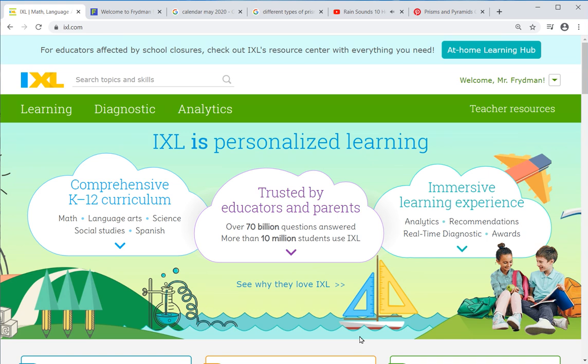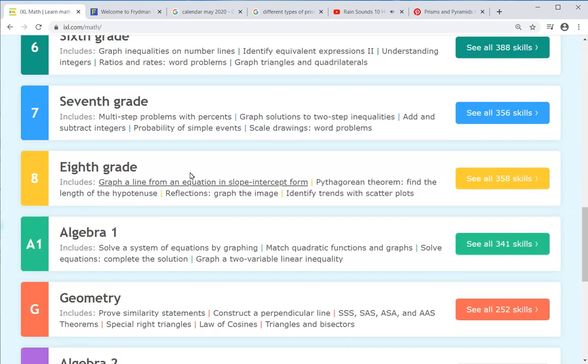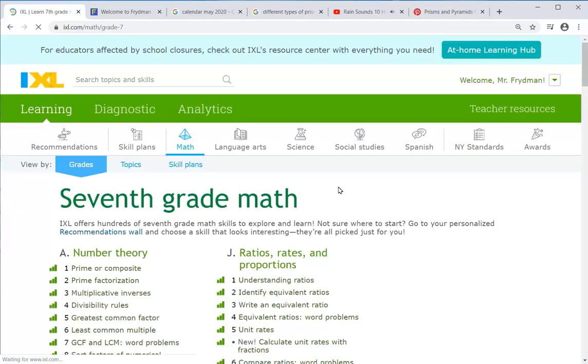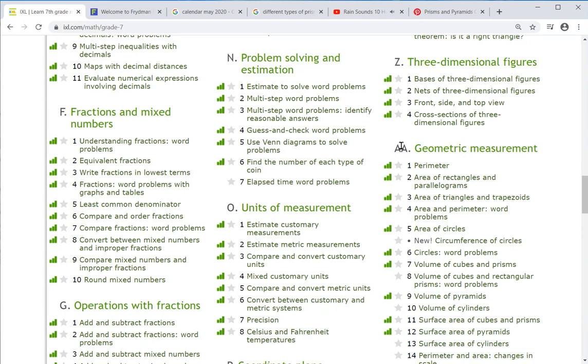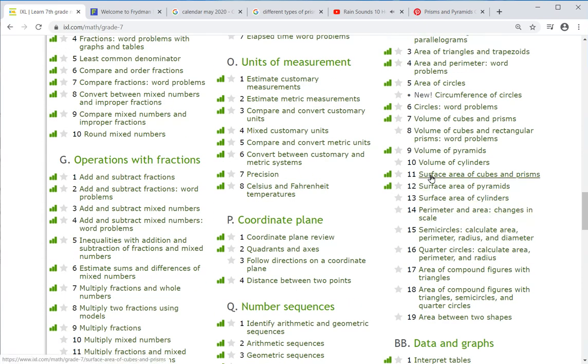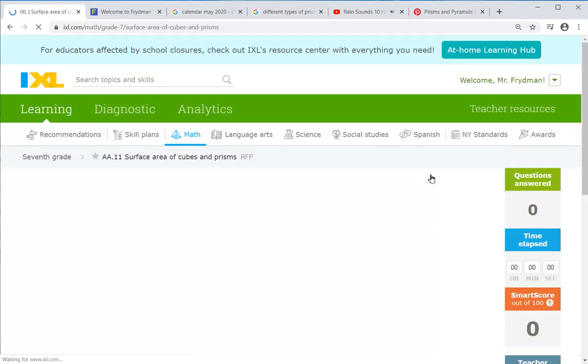Let's do IXL 7th grade AA.11. Go to Learning. Go to 7th grade. And then go to AA.11, Surface Area of Cubes and Prisms.